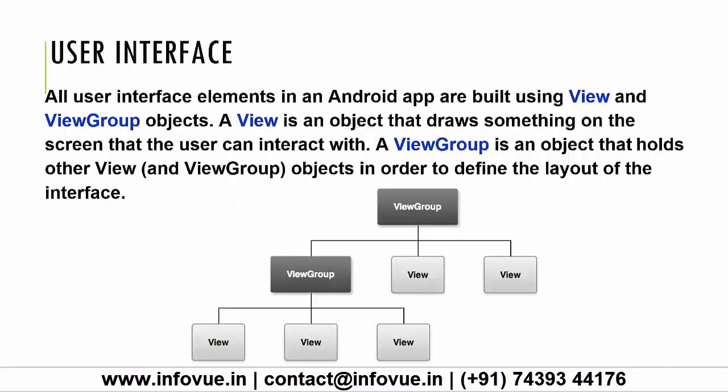User interface. All user interface elements in an Android app are built using View and ViewGroup objects. A view is an object that draws something on the screen that the user can interact with. A view group is an object that holds other view objects in order to define the layout of the interface. In short, we can say that a view is a component, such as buttons, images, edit text. These are the views. And a view group is a collection of components. A collection of views in a particular manner is a view group. A view group can have one or more views and one or more view groups.